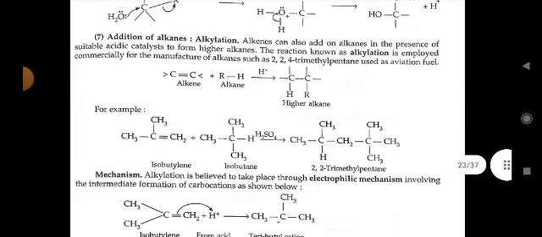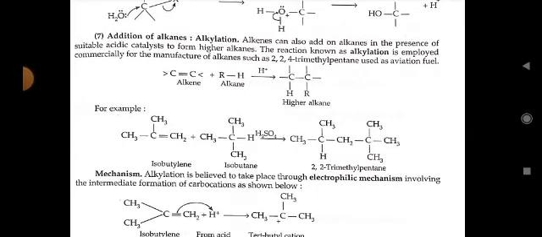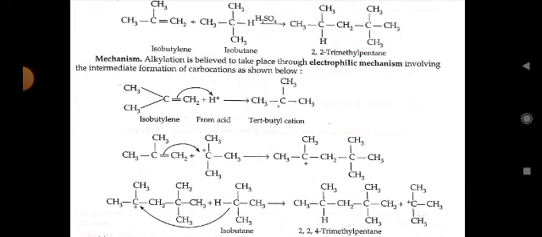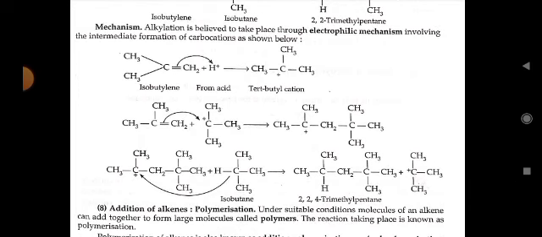Addition of alkanes, alkylation. Alkenes can also add on alkanes in the presence of suitable acidic catalysts to form higher alkanes. The reaction known as alkylation is employed commercially for the manufacture of alkanes such as 2,2,4-trimethylpentane, used as aviation fuel. For example, isobutylene plus isobutane in the presence of sulfuric acid gives 2,2,4-trimethylpentane. Mechanism. Alkylation is believed to take place through an electrophilic mechanism involving the intermediate formation of carbocations.